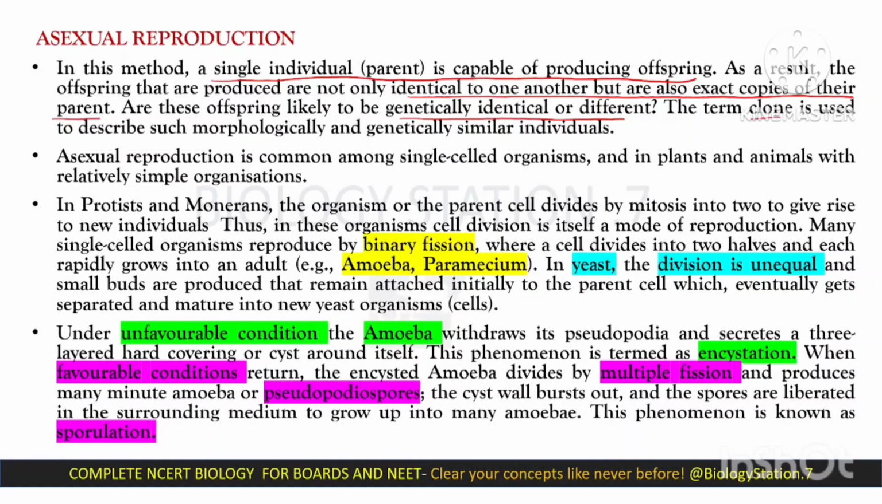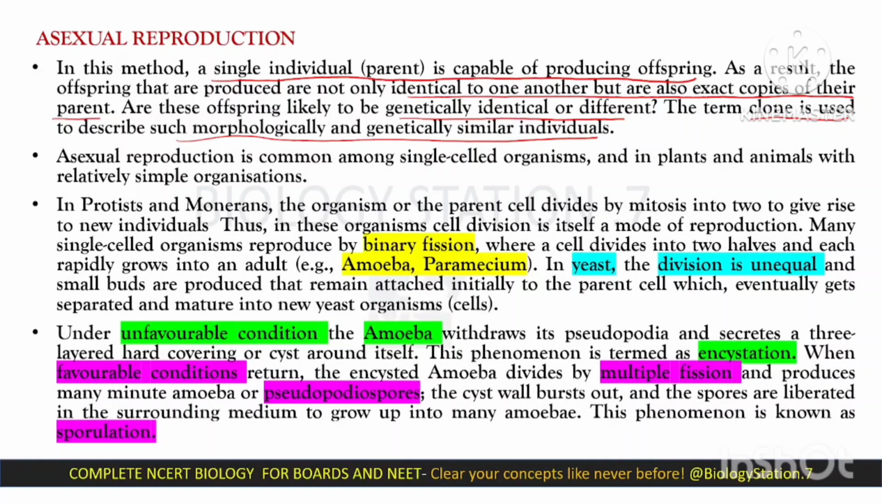The term clone is used to describe such morphologically and genetically similar individuals. So in asexual reproduction, a single parent gives rise to offspring, and these offspring are identical to each other and also identical to the parent. And here the offspring may be given the term clone.